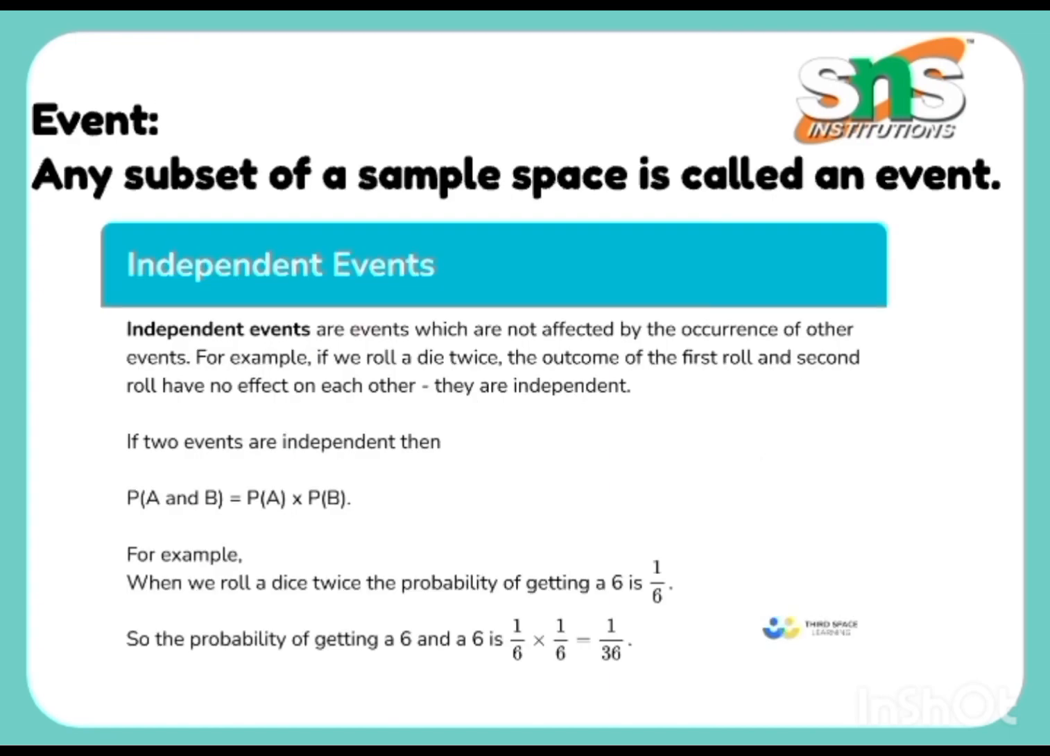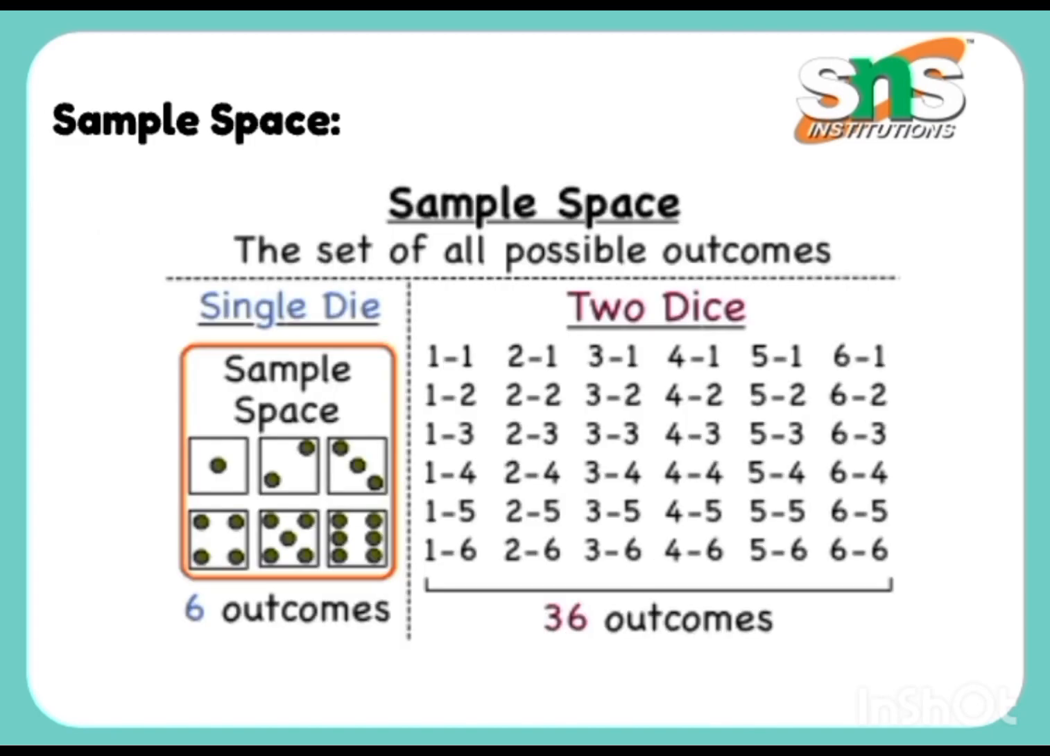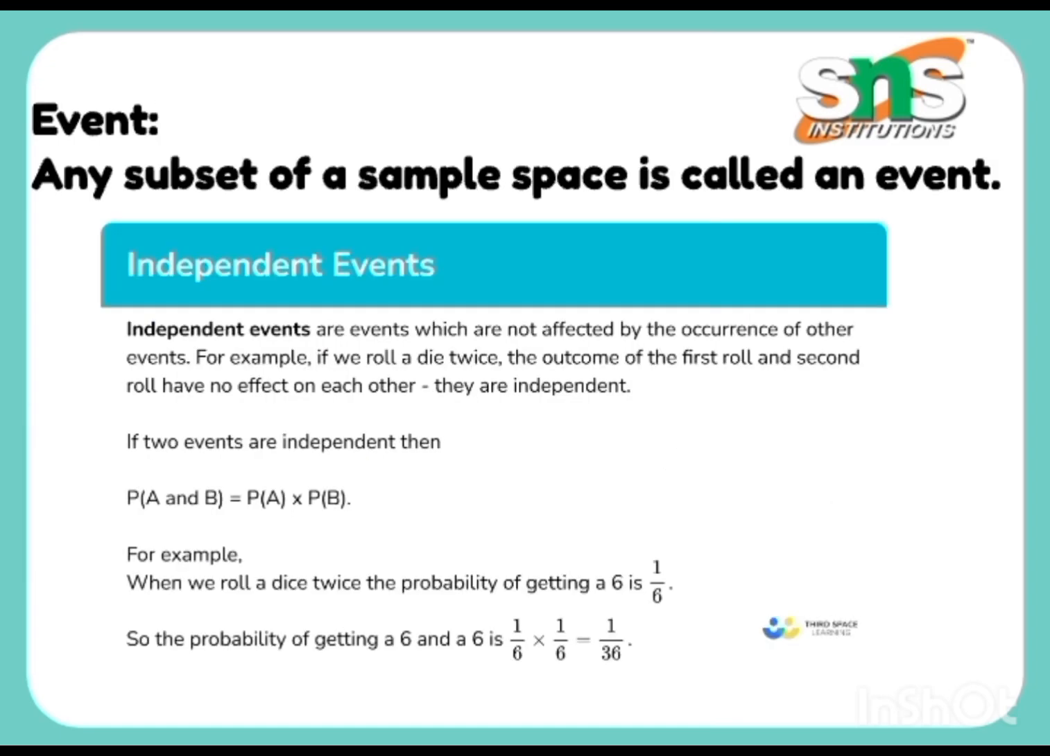Now, event. What is an event? Each outcome, or any subset of a sample space, is an event. For example, in the previous slide, you have 1, 1. When you roll 2 dice, this 1, 1 is an event. 2, 1 is another event. 4, 5 will be another event. So this is called an event. Any subset of a sample space is called an event.